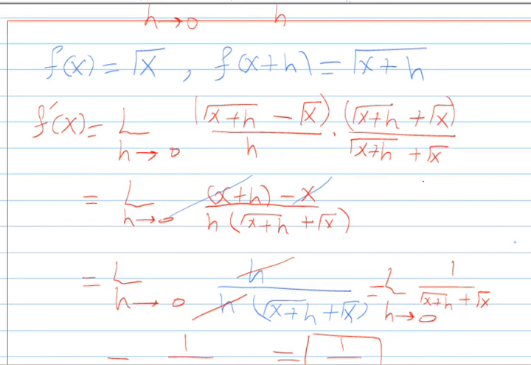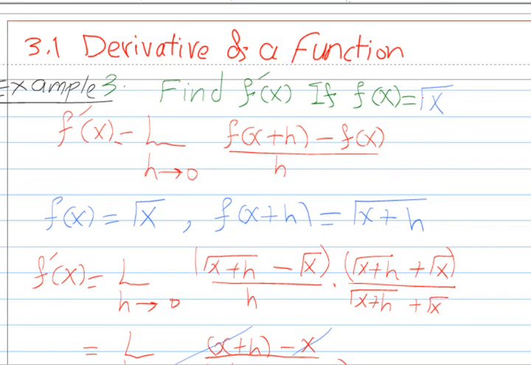I had f of x equals radical x. So f of x plus h is radical x plus h. Let's substitute in our formula. Limit as h approaches 0. F of x plus h minus f of x is this expression. But I can't find this limit. It will give us 0 over 0. So I should multiply by the conjugate of the numerator up and down.